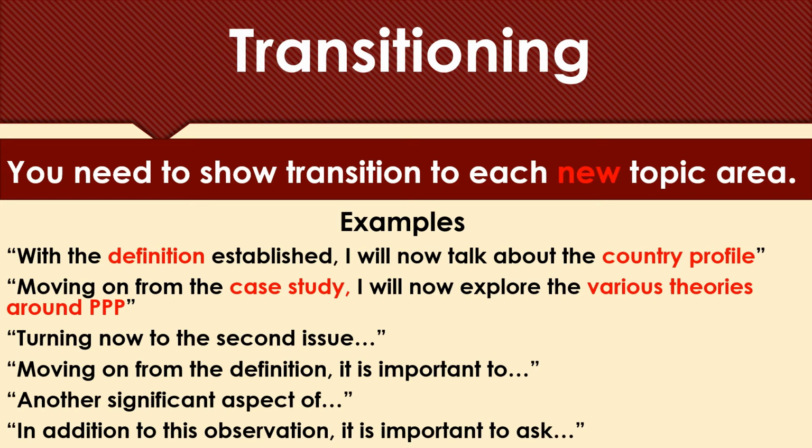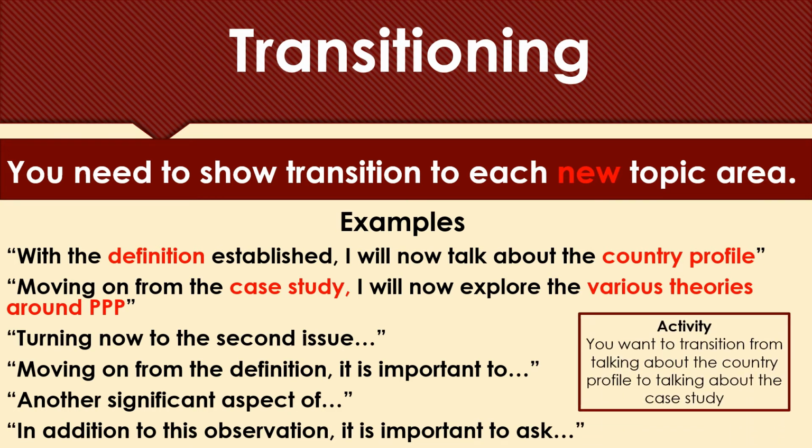This person is making it very, very clear and very direct. They're leaving one area and moving into another area. They are transitioning. Make this very clear. I have here an activity. You want to transition from talking about the country profile to talking about the case study. Write a sentence that shows that you are transitioning from talking about the country profile towards talking about the case study.